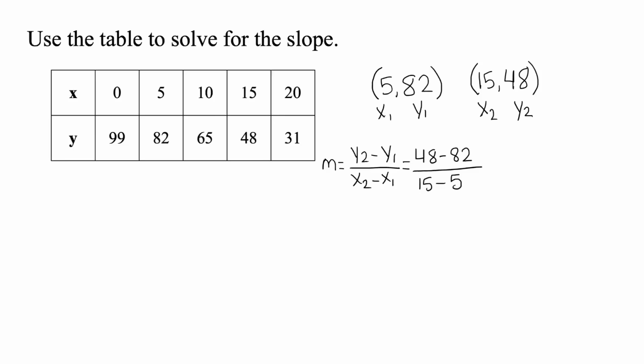Last, solve for the slope. 48 subtract 82 equals negative 34. 15 subtract 5 equals 10. Negative 34 divided by 10 equals negative 3.4. The slope of this line is negative 3.4.